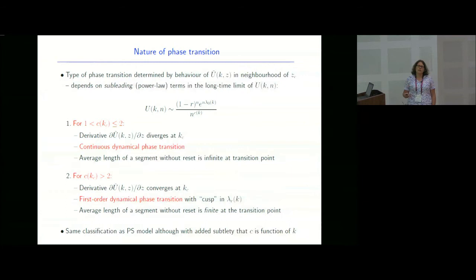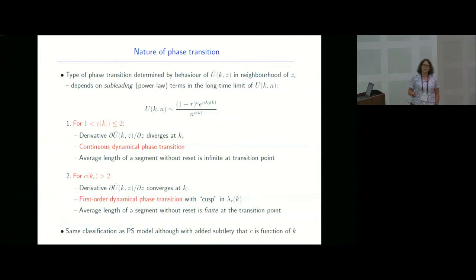On the other hand, if C is bigger than 1 but smaller than or equal to 2, then it turns out that the derivative of the Laplace transform generating function diverges at the phase transition point, and that corresponds to a continuous dynamical phase transition. In other words, a dynamical phase transition where the average length of a segment without reset is infinite at the transition point. So as you approach the transition point, the average length of a segment without reset gets longer and longer and longer, and it diverges exactly at the phase transition.